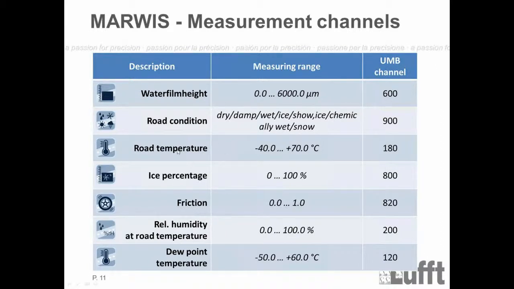Then road temperature between minus 40 degrees and 70 degrees. Then the ice percentage between 0 and 100%. Friction between 0 and 1 without a unit. Then the relative humidity at the road temperature between 0 and 100%, and the dew point temperature between minus 50 and 60 degrees. So these are the channels which are available from the MARWIS and which can also be displayed in the app.